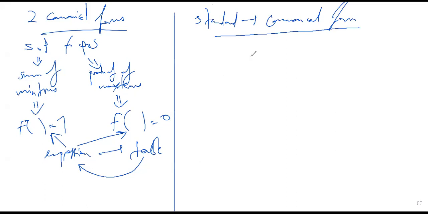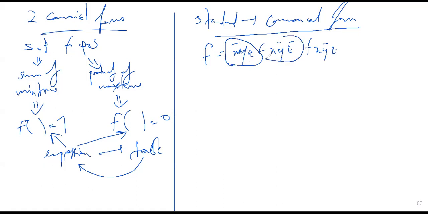Canonical forms are easy to work with. If you have a function which is like this, x y z, x y z, x y z, it is easier to work with. Why? Because it has all the three variables x, y, z in each component of the expression.